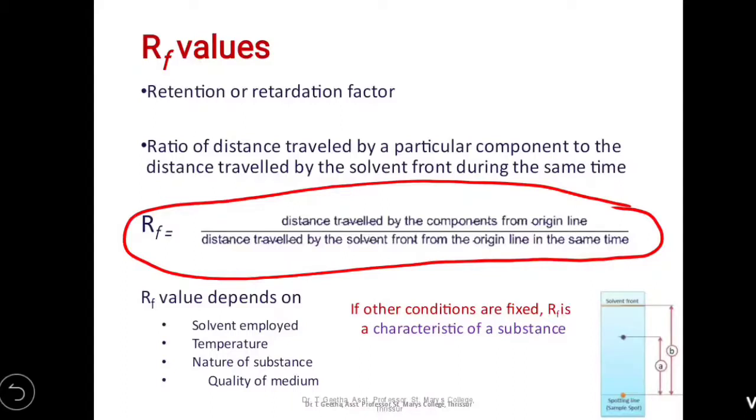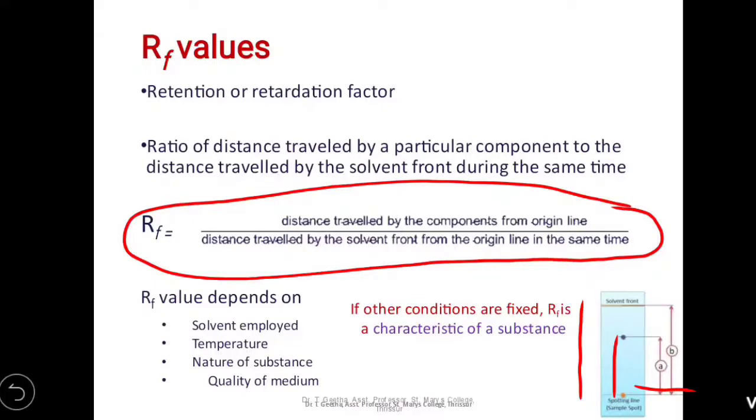In the image of the chromatogram, the distance travelled from the sample spot to the component is denoted by A, and the distance travelled by the solvent front is denoted by B. As you can see here, this is the distance travelled by the component and this is the distance travelled by the solvent front, which are denoted by A and B. So to calculate the RF value, we have to divide A by B.